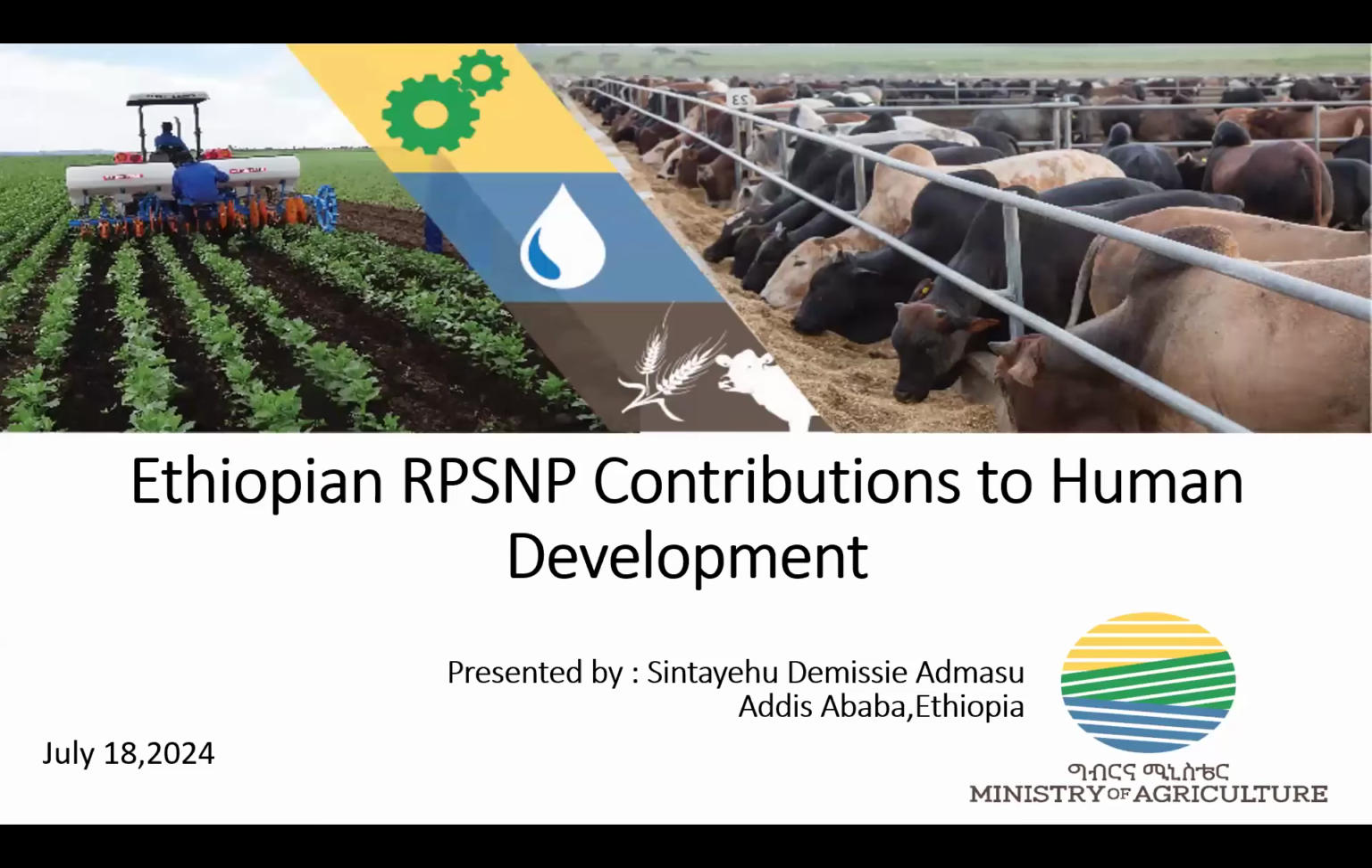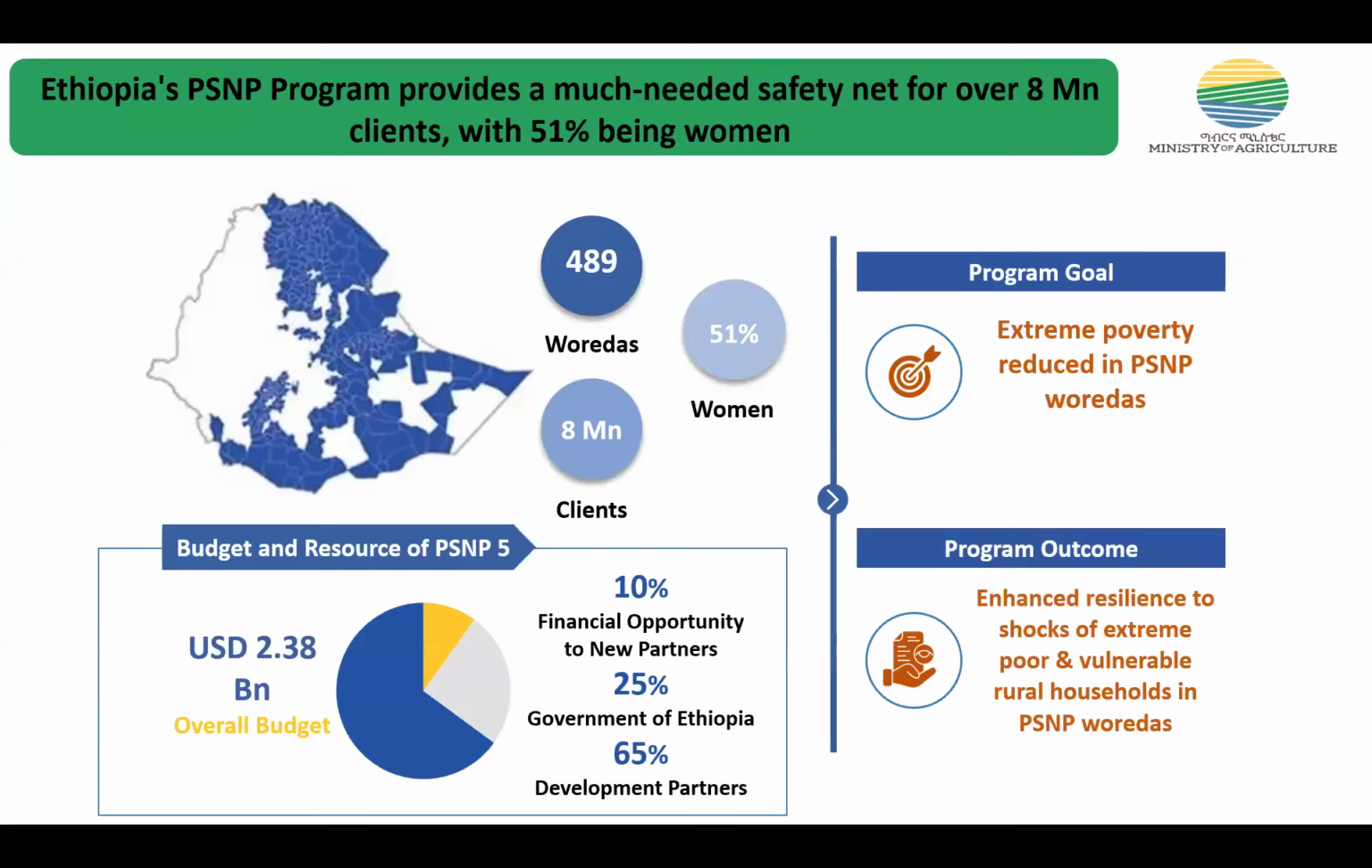As you see, the design budget was 2.3 billion, but when a shock happens, it will increase due to the emergency nature of the program. The program goal, as you can see, is to reduce extreme poverty. The outcome is to enhance resilience to shocks and also extreme shocks for the poor and vulnerable people living in rural areas. So as an overview, the program has 5 outputs.